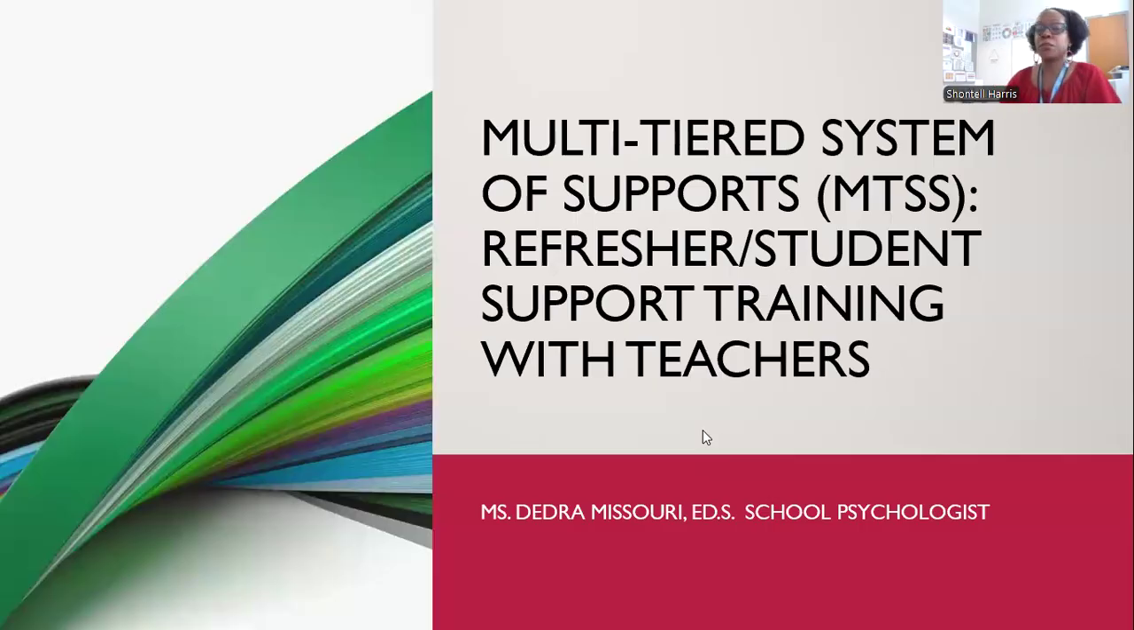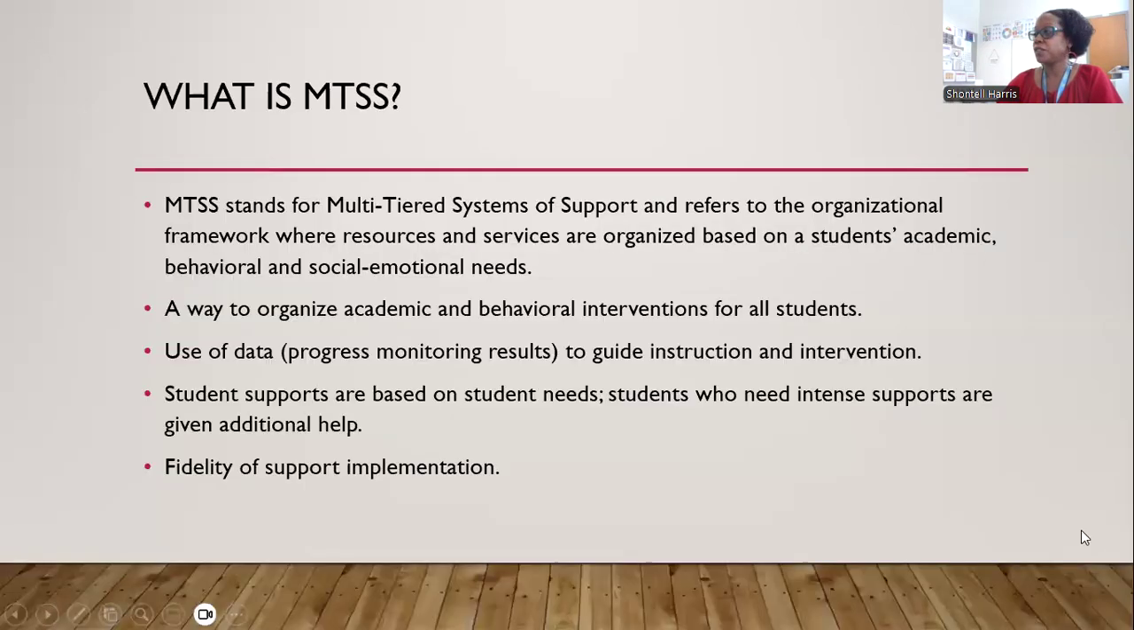Okay, so you should see multi-tier system of support, which is what MTSS stands for. And we're going to go ahead and go to the first slide. What is MTSS? MTSS stands for multi-tier system of support, and it's an organizational framework where resources and services are organized based on the student's academic or behavior or social needs, okay? So that's the key thing.